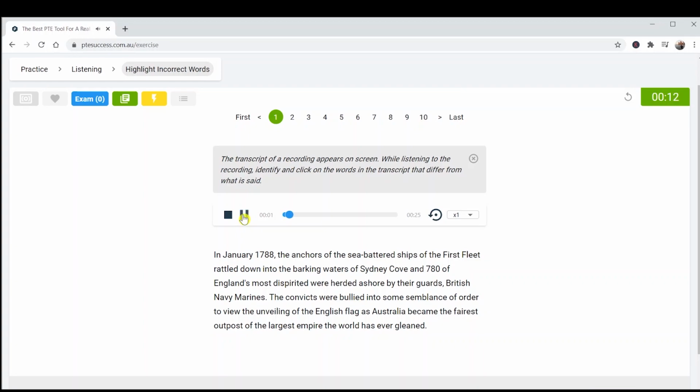In January 1788, the anchors of the sea-battered ships of the First Fleet rattled down into the sparkling waters of Sydney Cove, and 780 of England's most unwanted were herded ashore by their guards, British Navy Marines. The convicts were bullied into some semblance of order to view the raising of the English flag as Australia became the farthest outpost of the largest empire the world has ever seen.